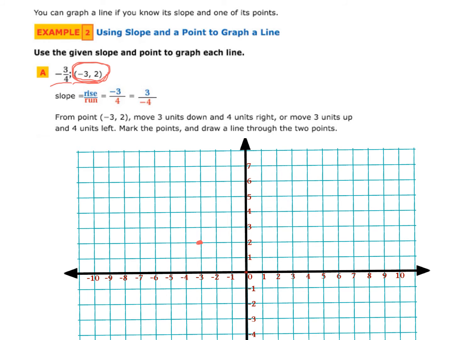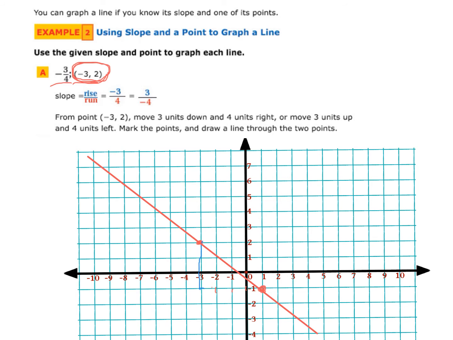So now that I have my starting point, I can look at my slope, or my rise over my run. So I have -3/4. So first, I'm going to do my rise, which is, well, -3, which means I'm going to move in the y direction, -3. So 1, 2, 3. Okay. And now I go +4. And since this is my run, I'm going to move to the right, +4. 1, 2, 3, 4. Then I have my new point. And if we connect the dots, voila, we have our line.